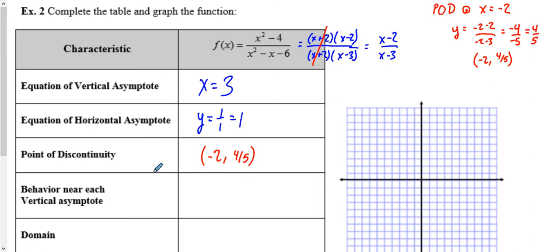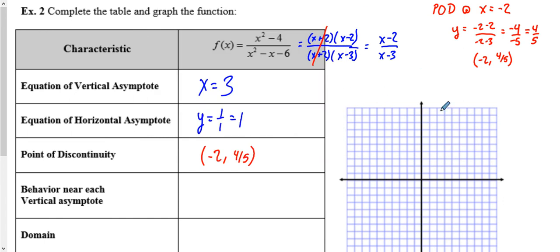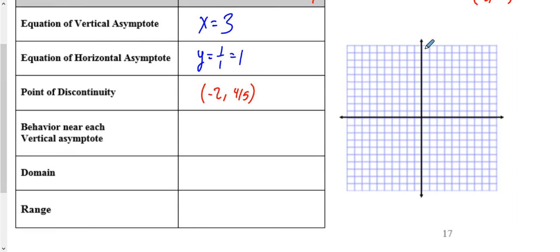I'm going to start graphing to finish off these last three characteristics, but I need a graph first to do these last three characteristics. So on my graph here, I'm going to find x equals 3, draw a line straight down. I'm going to find a line y equals 1 and draw a line straight across. So I have my two asymptotes on my graph already. I'm going to draw a circle as best as I can at negative 2 and positive 4/5, which is right below our line there. So that's a circle.